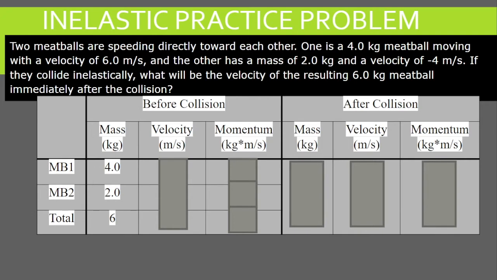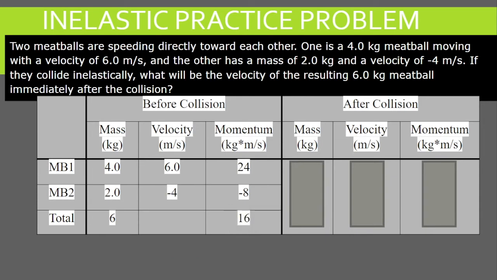Next, we're going to go ahead and identify velocity. And it says meatball 1 is 6 meters per second and meatball 2 is -4 meters per second. So go ahead and put that in our momentum chart as well. And then our last step is just to figure out momentum. So momentum is just mass times velocity. Well, for meatball 1, that would be 4 times 6, which just gives us 24. For meatball 2, that's 2 times -4, which gives us -8. Our total momentum is us adding those up. So 24 plus -8, if we add those together, we're going to end up with 16.